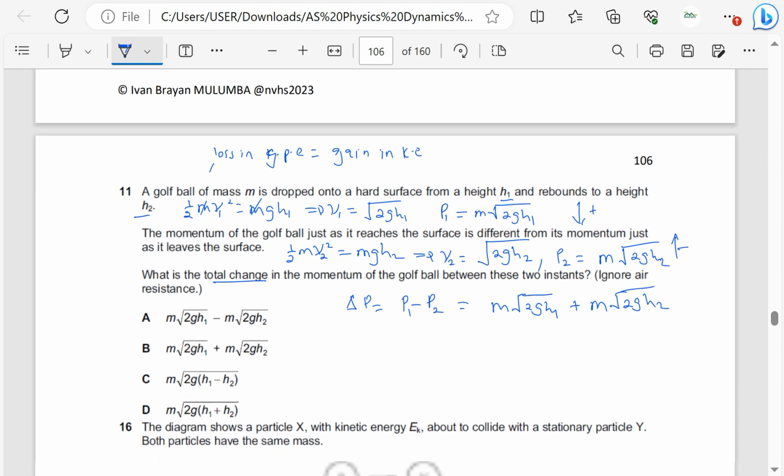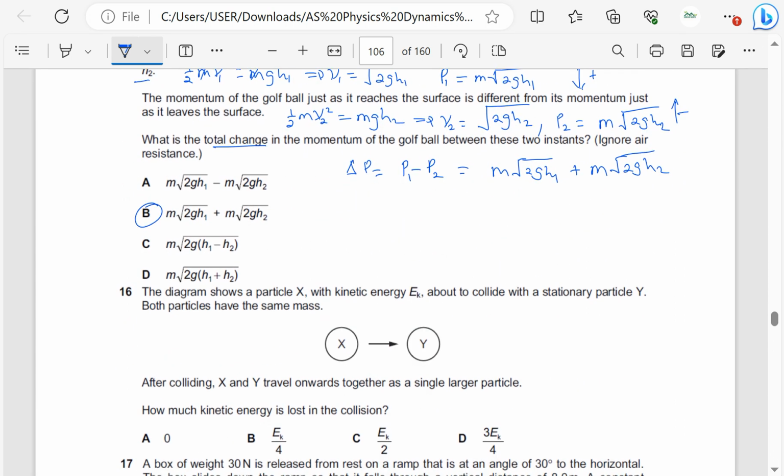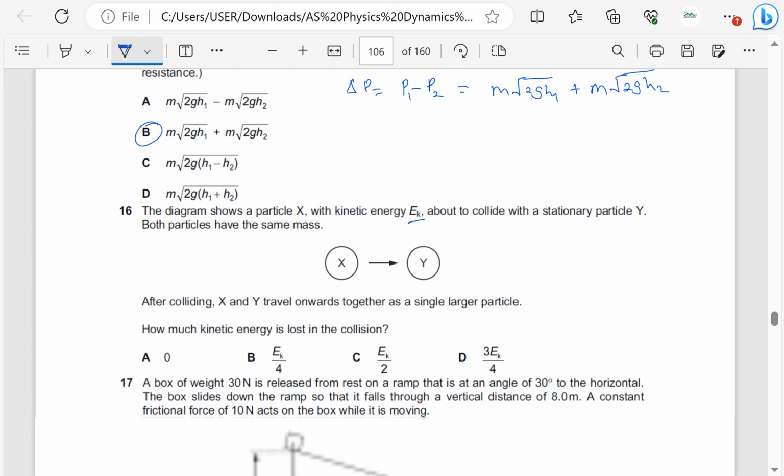So that means our answer is automatically going to be B. The diagram shows a particle X with kinetic energy Ek about to collide with a stationary particle Y. Both particles have the same mass. After the collision, X and Y travel onwards together as a single larger particle. So they move with a common velocity. How much kinetic energy is lost in the collision?